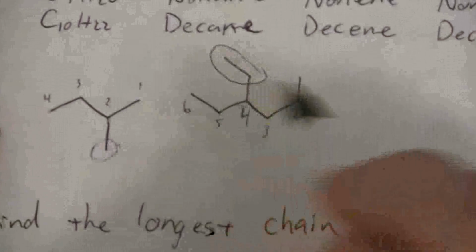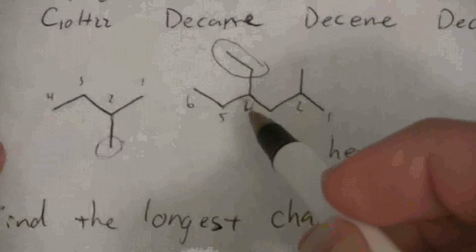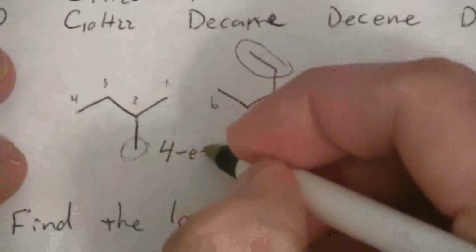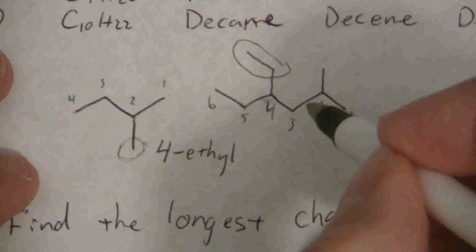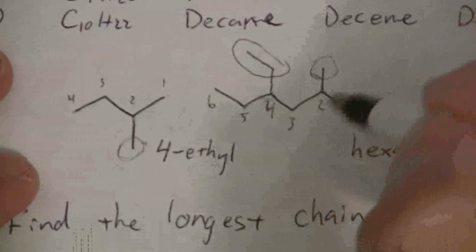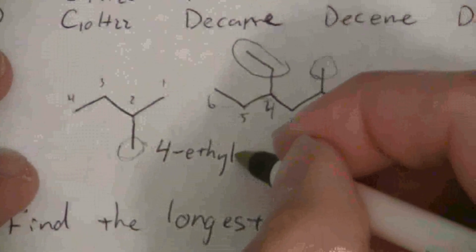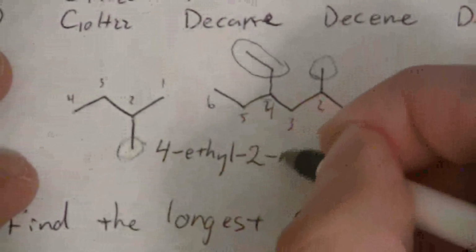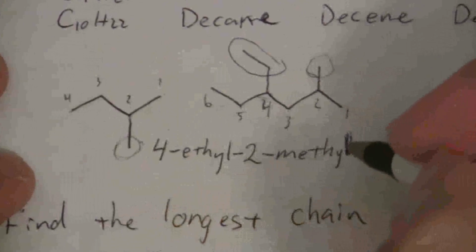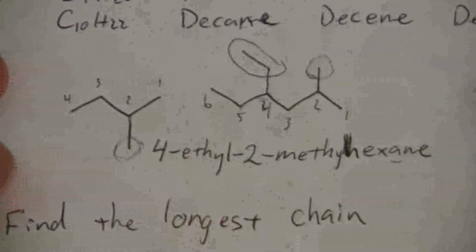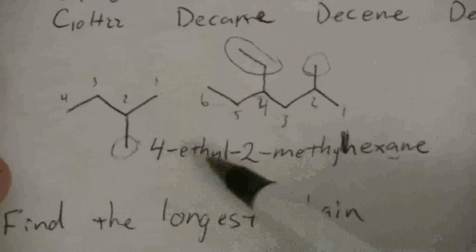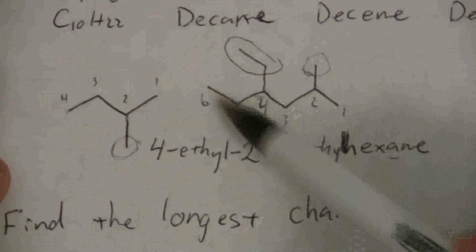And now I specify where each of these groups is in the molecule. I have an ethyl group on the 4th carbon, so this would be 4-ethyl, and then 2-methyl, because that's 1 carbon there on the 2nd carbon of my chain. I have a dash to separate the numbers, -2-methylhexane. Again, all one word, no spaces between anything. We put hyphens separating the letters from numbers. So this is 4-ethyl-2-methylhexane.